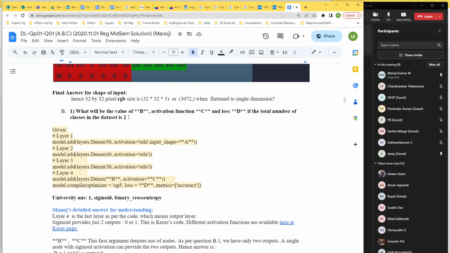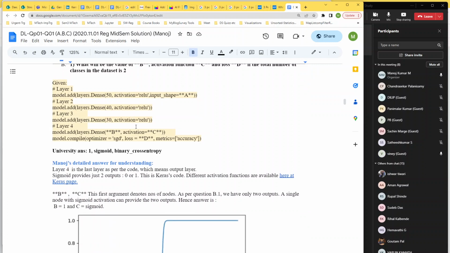One thing they have mentioned is the number of classes in the dataset. What does that mean? They have mentioned 2. So there are only 2 classes, that is binary, right? Yes, 0, 1. So 0, 1, I just mentioned here in detail. Therefore the last layer, which means the output layer, sigmoid provides just 2 outputs, 0 and 1.